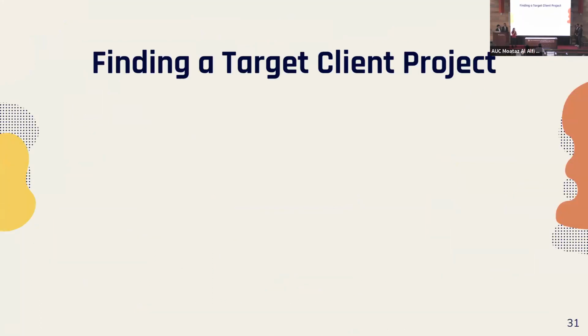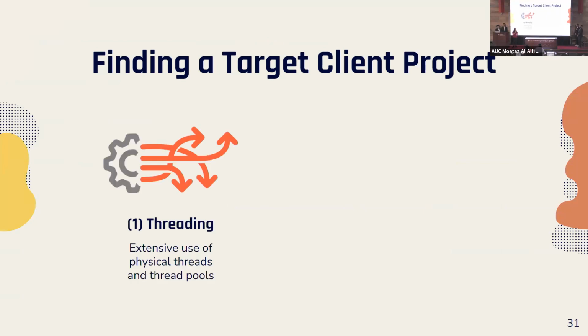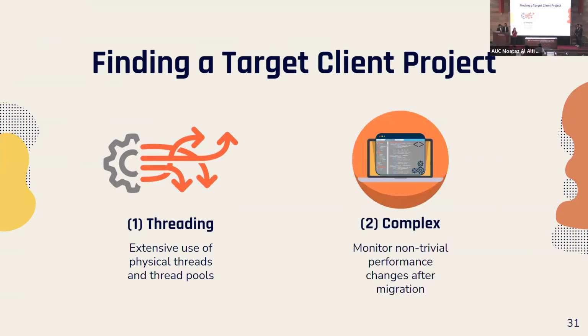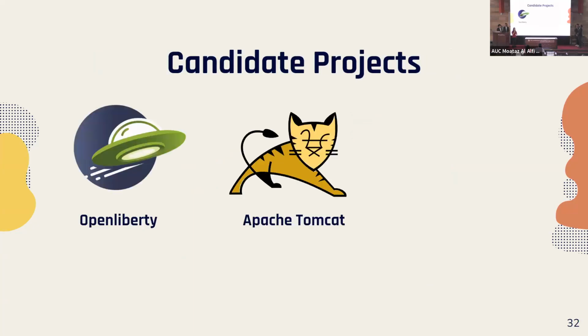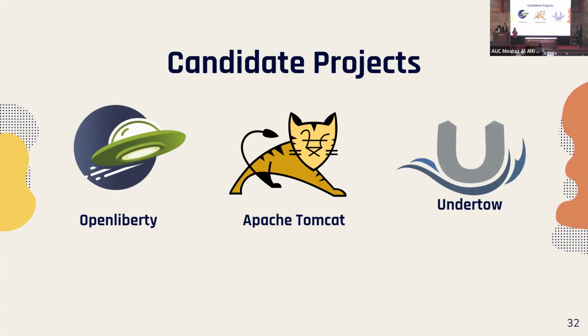With finding a target client project, we wanted it first to use threads extensively and thread pools in order to migrate from physical to virtual threads. And the second thing was we wanted it to be complex enough in order to monitor non-trivial performance change, as well as testing our migration tool. So the candidate projects that we've considered were Open Liberty, Tomcat, Undertow, and Wildfly, because threading in general is an important part of Java servers applications.